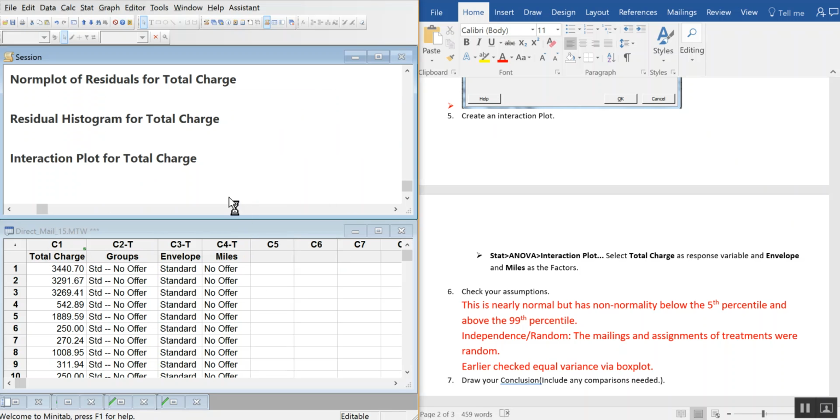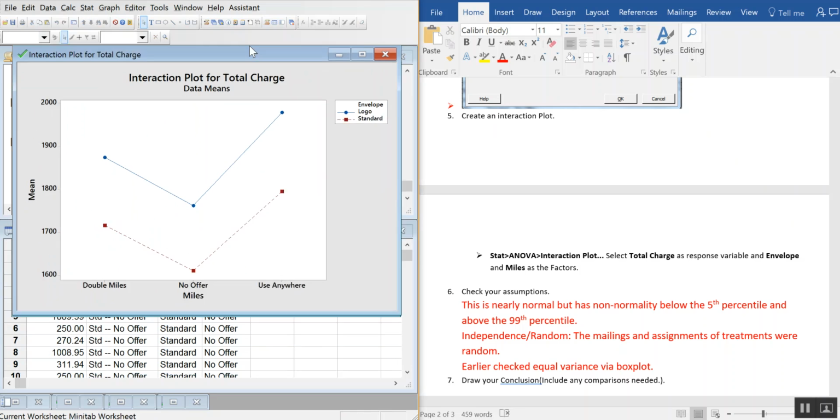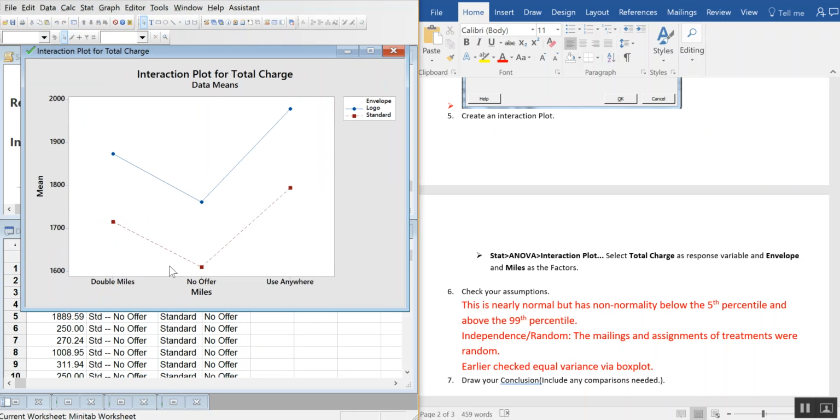We'll hit OK. And remember, what we're looking for here is parallel lines. This looks parallel, this looks parallel, this looks parallel, this looks parallel. Okay, but what this does tell us, though, is that the use anywhere miles in general are much higher than everyone else. The no offer seems to be performing the worst out of all of them, with double offer taking a middle seat to everything. So it appears use anywhere has a larger effect. And since logo is always above, the logo envelope did produce better results.